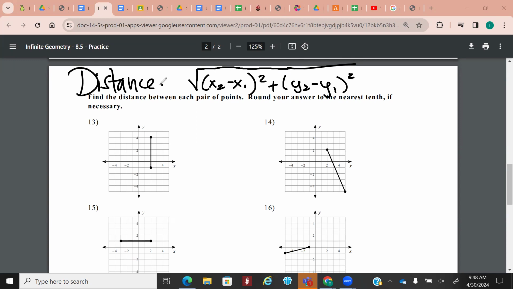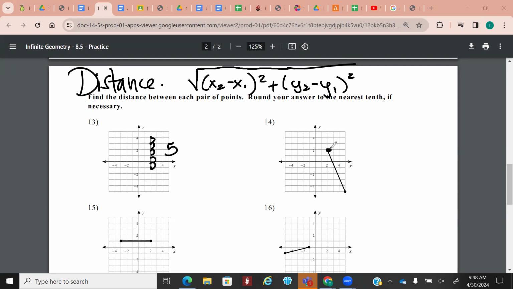Now, on number 13, we could find the distance between those 2 points because it's a vertical line. So with that being said, if we found the distance, it would be 5. Now, that doesn't work for a line that's not vertical or horizontal. So for this line over here, we need to establish the 2 points at the ends, and then we're going to plug it into the formula.